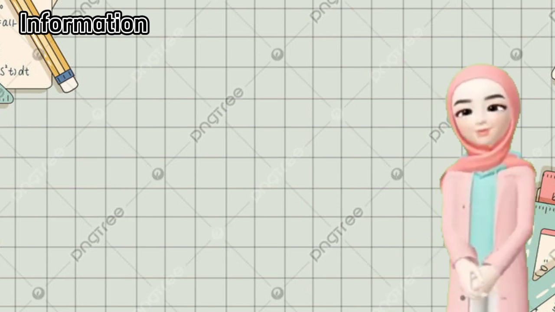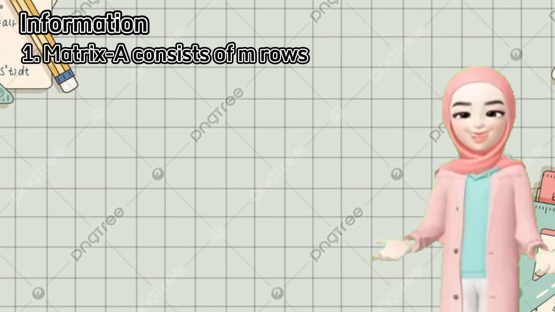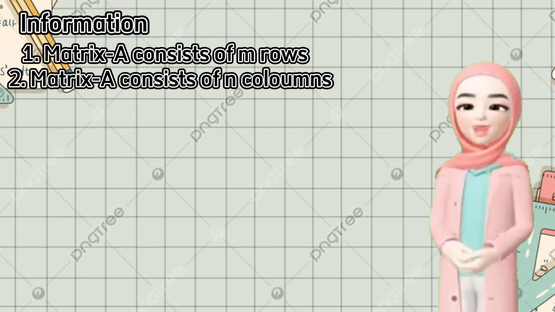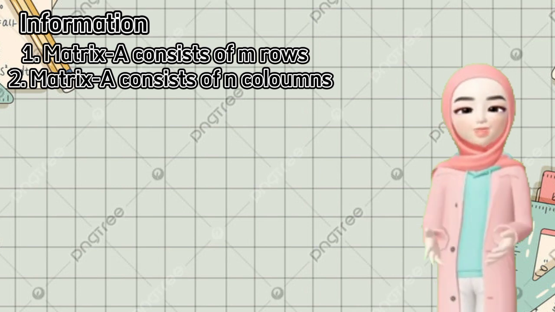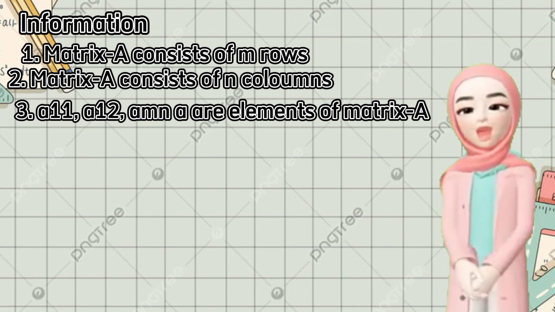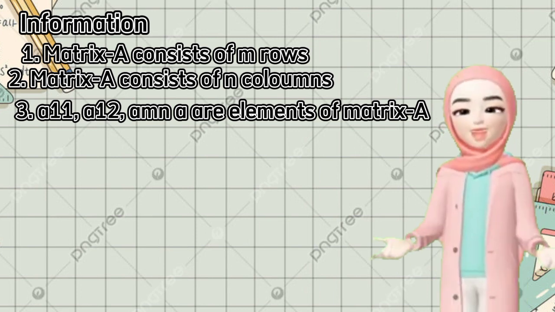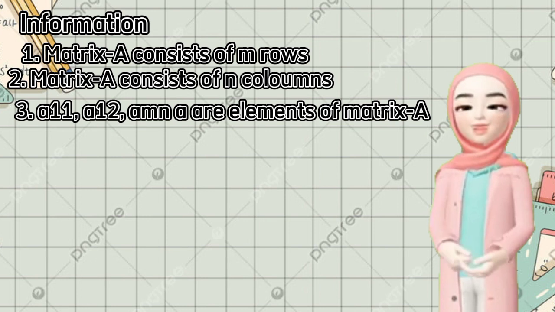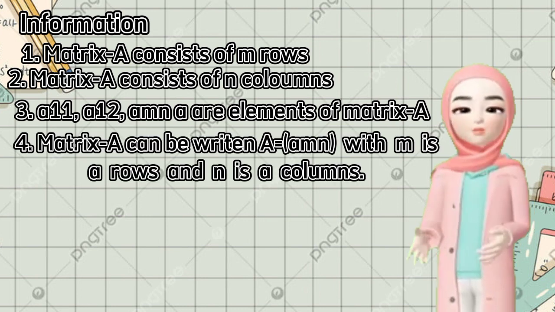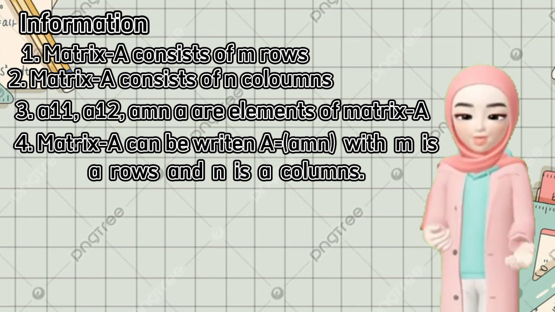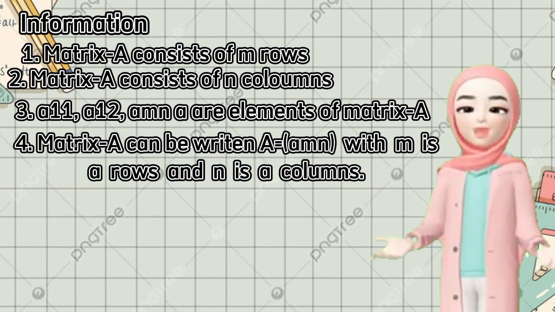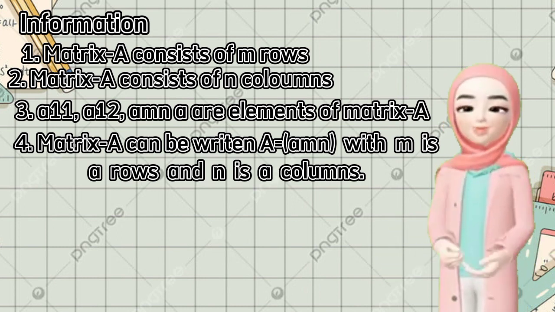Information. 1. Matrix A consists of m rows. 2. Matrix A consists of n columns. 3. A11, A12, Amn are elements of matrix A. 4. Matrix A can be written A equals Amn, with m being the rows and n being the columns.